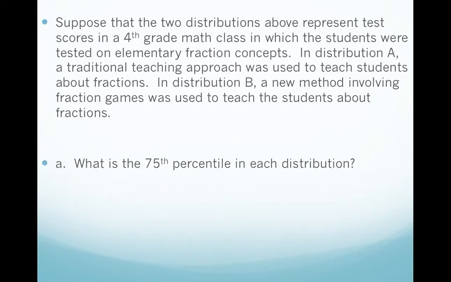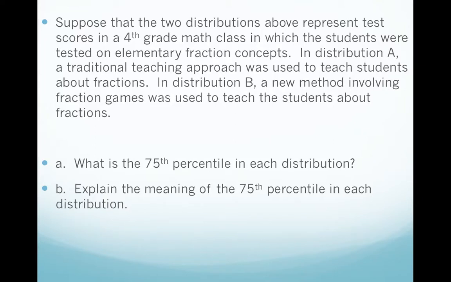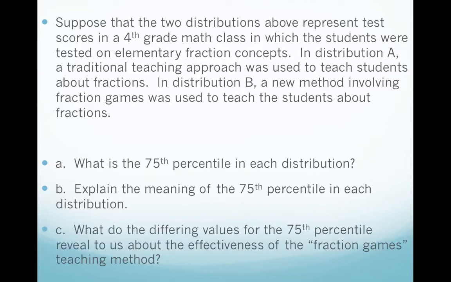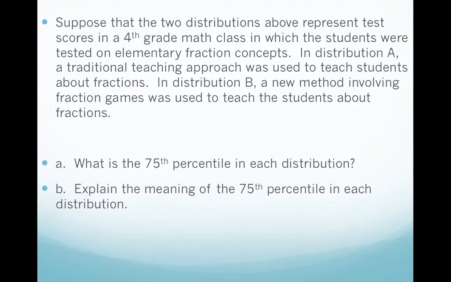What is the 75th percentile for each distribution? So you locate Q3 for distribution A and you locate Q3 for distribution B. Those numbers can be found on the box and whisker plot. We're going to explain the meaning of the 75th percentile in each distribution, and what the differing values reveal to us about the effectiveness of the fraction games teaching method. Let's see if we could come up with an answer here.